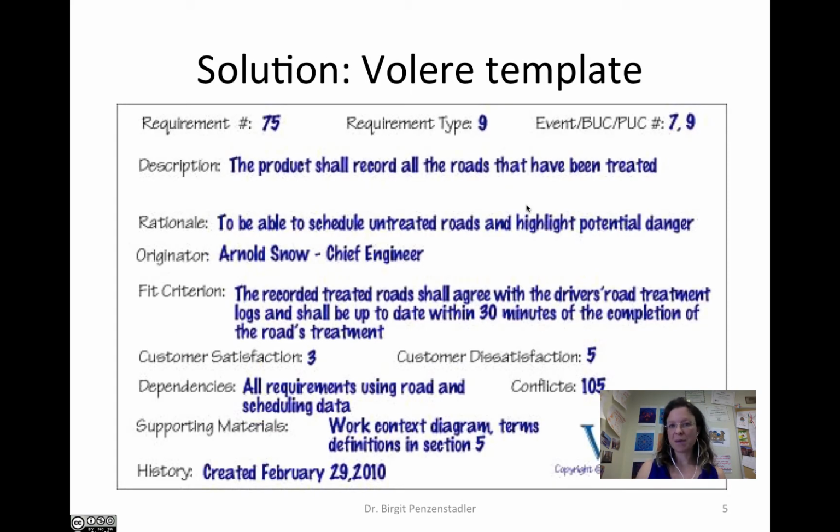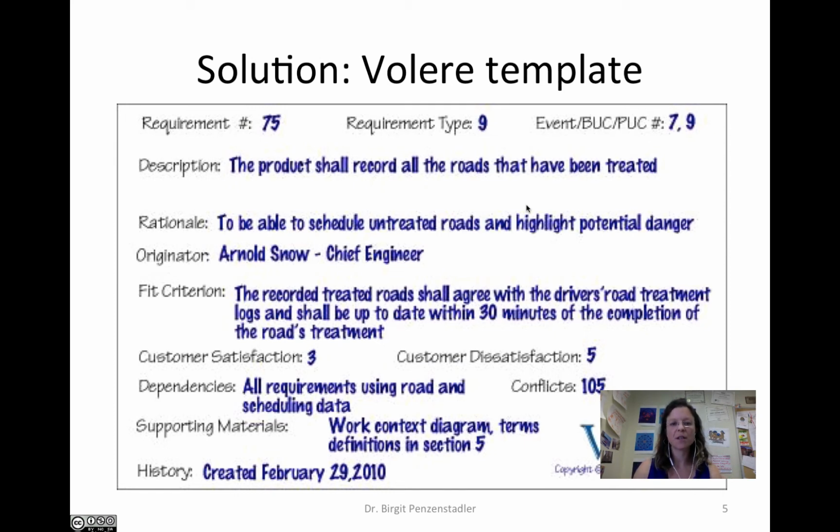This is solved by templates like the Volere template. We have more detail, more attributes, more characteristics about individual requirements. So we know this requirement has an ID number, it's a type, and it refers to a certain event. We have a description for the requirement: the product shall record all the roads that have been treated. We have a rationale behind the requirement, that is, to be able to schedule untreated roads and highlight potential danger. We have somebody who authored this requirement or a stakeholder who issued it, in this case called the originator, Arnold Snow, the chief engineer. We also have something called a fit criterion.